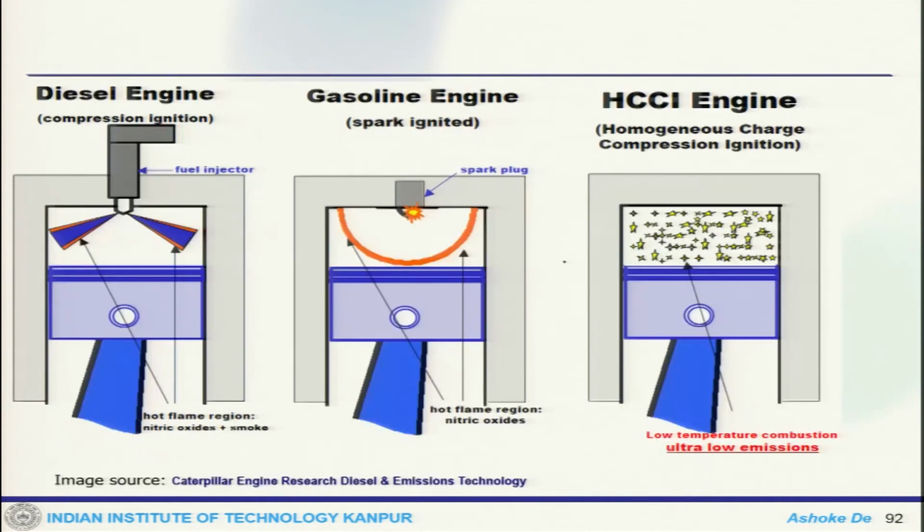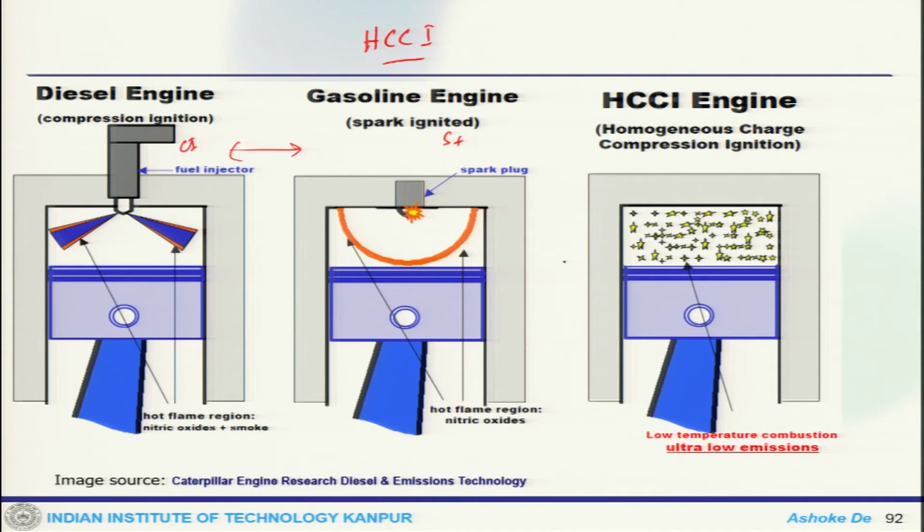Lastly, we can look at this, it is an HCCI system. Your diesel engine is a compression ignition engine, this is the fuel injector, and the gasoline engine is spark ignited, where premix mixture gas is sitting there. These are the two which we have already discussed, because this is CI, this is SI and this is HCCI. This is homogeneous charge compression ignition.